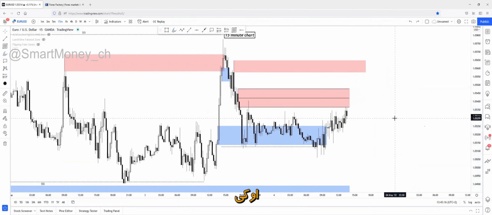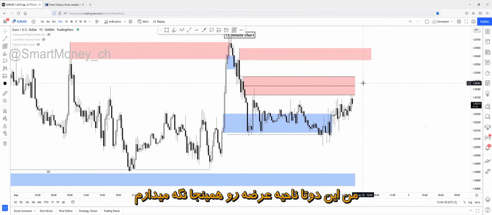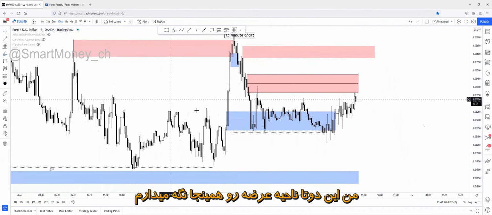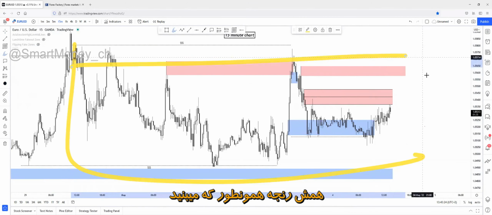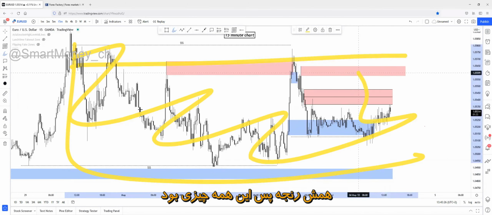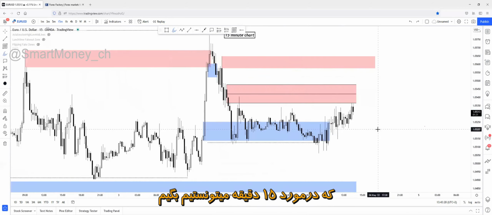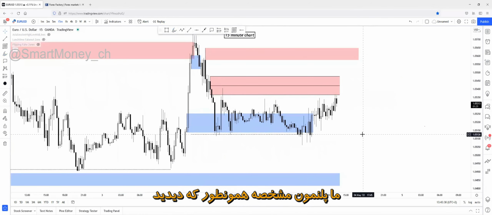Okay. So I keep these 2 supply zones up here. Basically, that's all about the 15-minute chart because the 15-minute chart is just the whole range right here, as you can see, and the 4-hour chart is just the whole range. So that's all we can say about the 15-minute chart. We have the plan. As you can see, we've built a narrative.